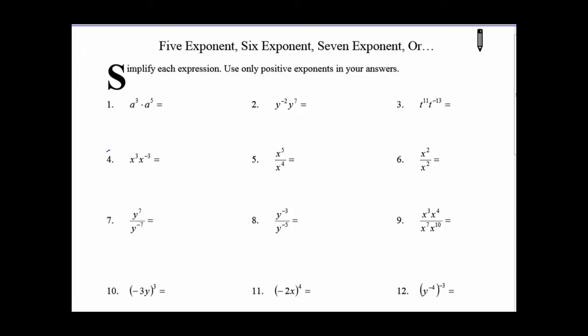So skipping straight to number 4, I have x cubed times x to the negative 3rd. So I have the same base, and we're multiplying together, so I can add my exponents. So I have 3 plus negative 3. Well, 3 plus negative 3 just gets me 0. So I have x to the 0 power. Anything raised to the 0 power is just going to get me 1. So x to the 0 will just be 1.